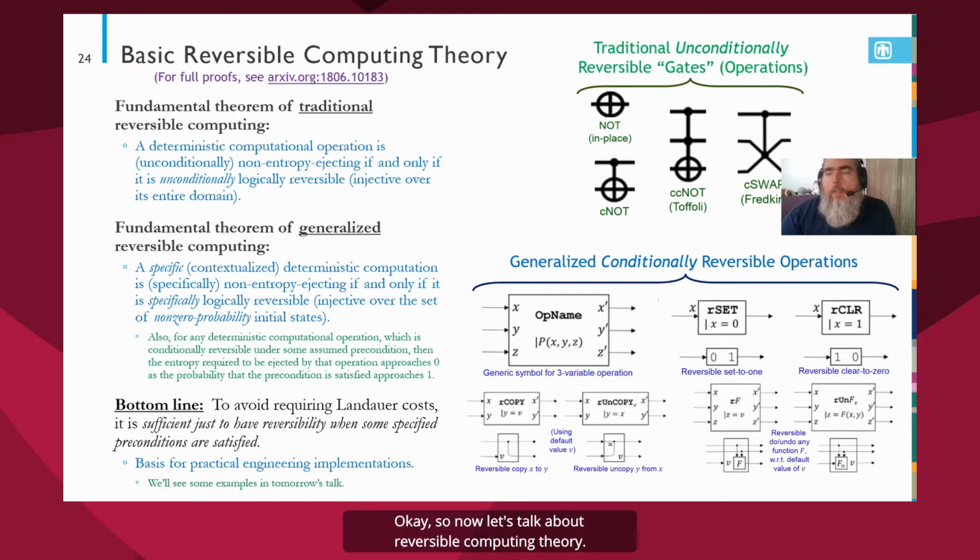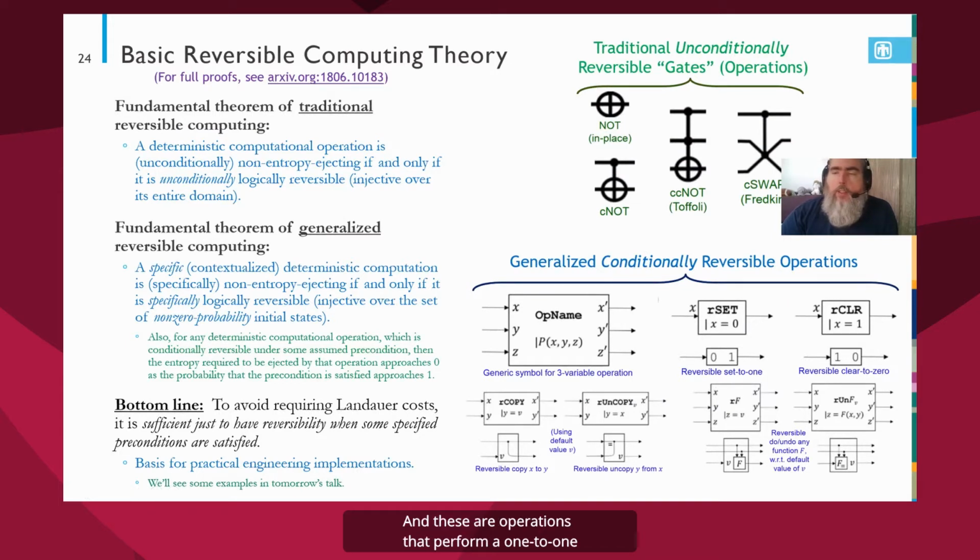Okay, so now let's talk about reversible computing theory. Now that we understand Landauer, the traditional theory of reversible computing is based on ensuring that we're only performing operations that never merge states and therefore never eject entropy into the environment. And so we have things like Toffoli gates and Fredkin gates and other simple reversible gates that perform one-to-one transformations of the computational states. Well, that's all well and good, but it's really just a special case of a larger set of reversible operations, which I call the conditionally reversible operations.